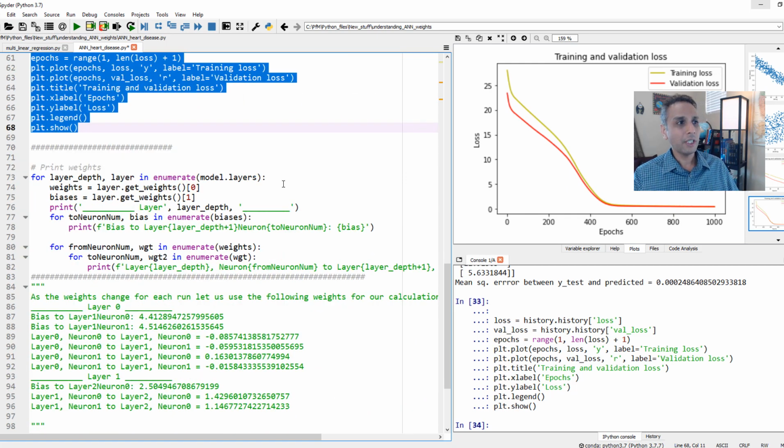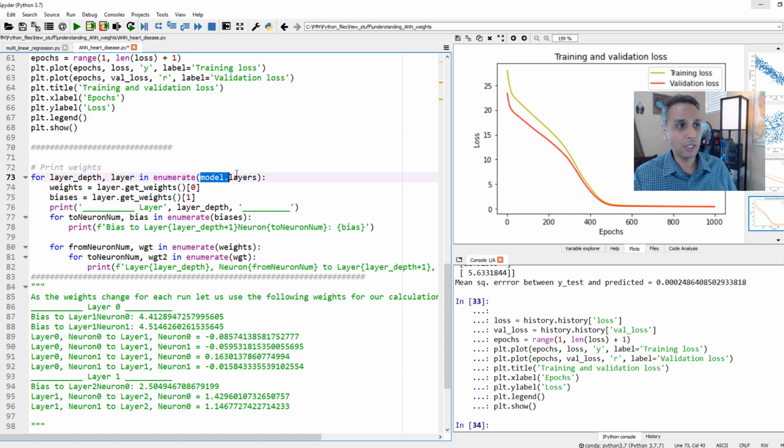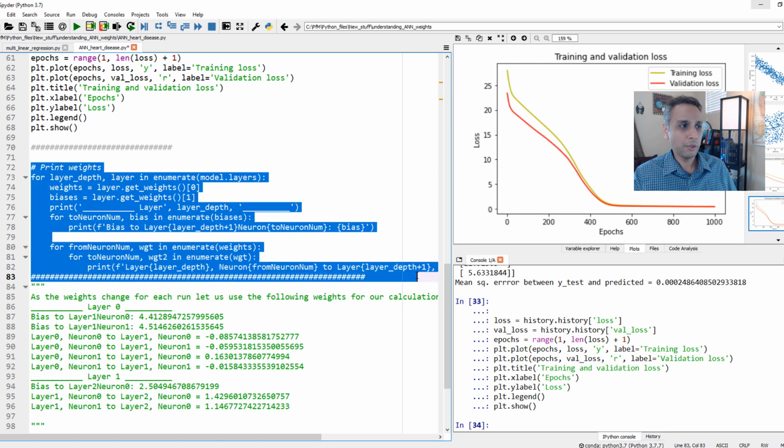So I'm very confident about the model, and let's go ahead and print the weights. I'll share the code so you can repeat this, but the weights can be obtained for each layer. Each neuron can be easily obtained by using model.layers. So all I'm doing is going through each layer and printing out the layer depth, and for each layer, getting the weights, for layer 0 and 1, and then I'm just printing the biases and the weights in a way that is easy for us to understand.